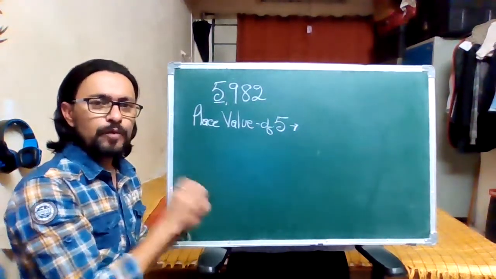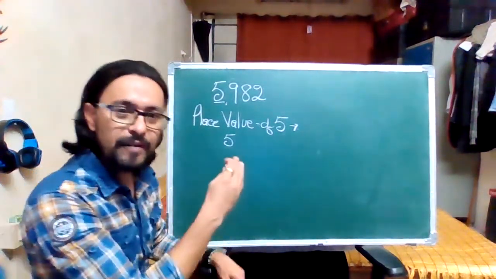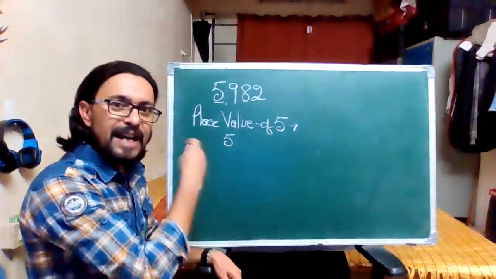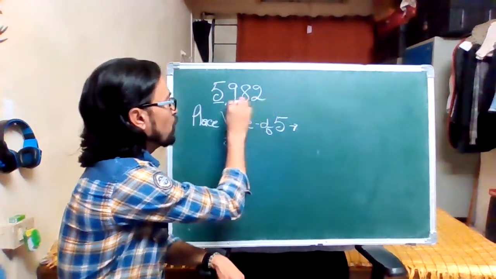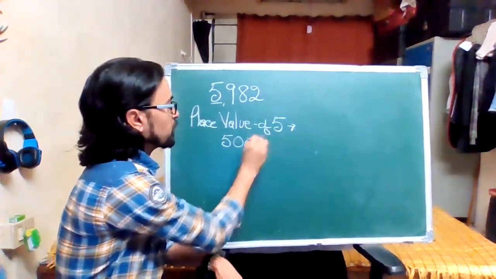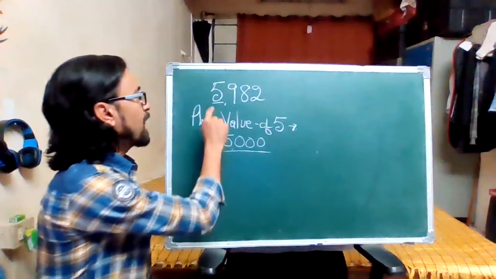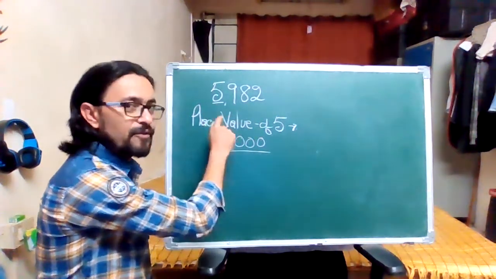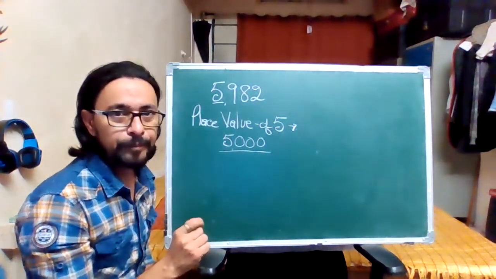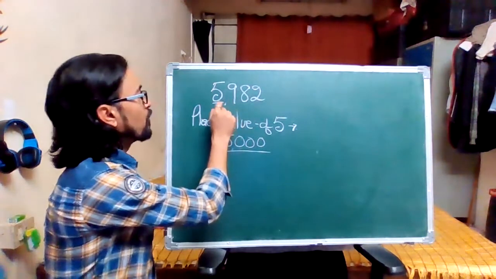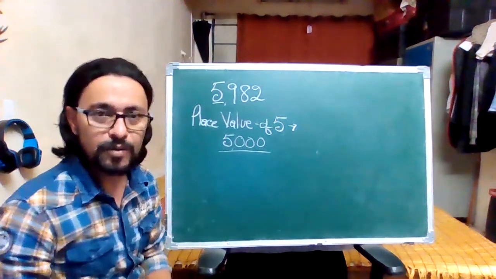So to find the place value of a digit, it's very simple. You just write that digit, and thereafter, from left to right, as many digits as there are, replace them by zeros. So 982, all these will be replaced by zeros. And I get the place value, that is 5,000. So the place value of the digit 5 in the number 5,982 will be 5,000.